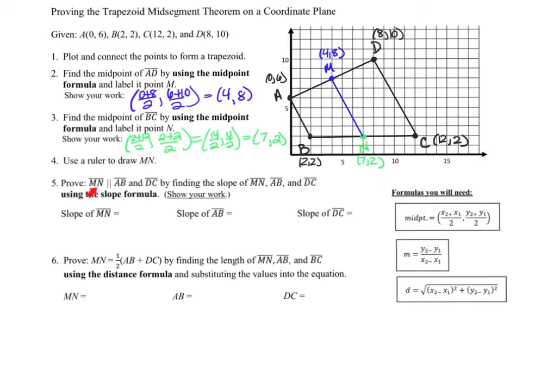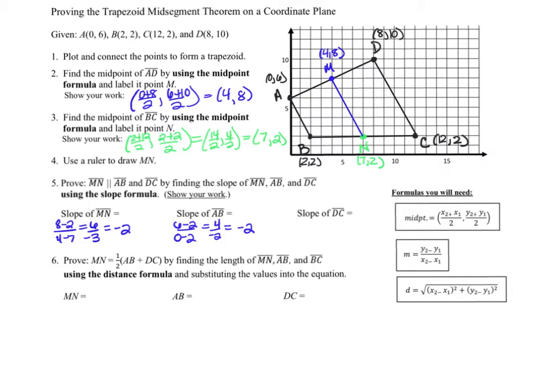Next, we're going to prove that the midsegment MN is parallel to base AB and the base DC by finding the slope of each of those lines using the slope formula. For the slope of MN, you're going to subtract the y's on top and the x's on bottom. So that would give us 6 over -3 for a slope of -2. For the slope of AB, you subtract the y's on top, which is 6 minus 2, and the x's on bottom, which is 0 minus 2. This is going to give us 4 over -2, giving us an answer of -2.